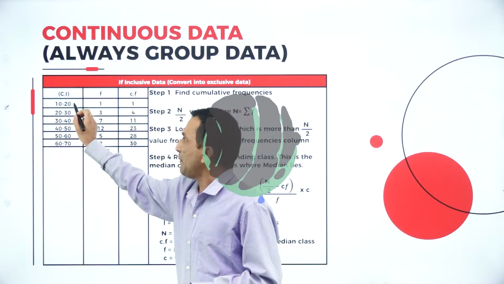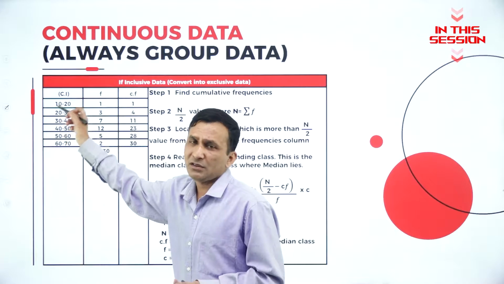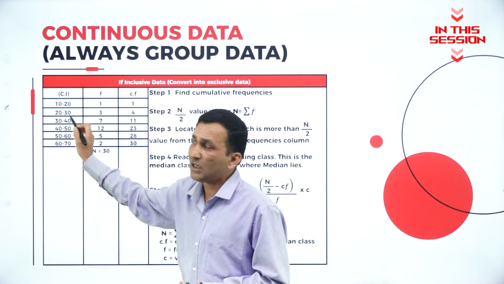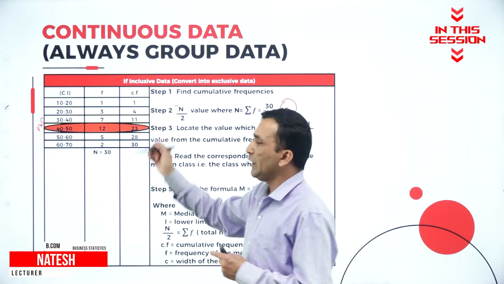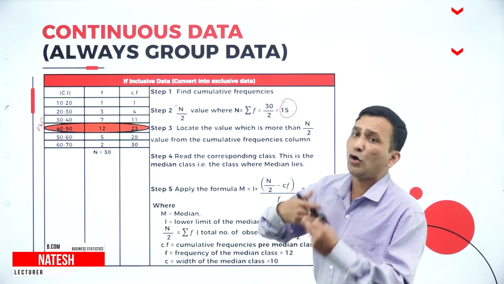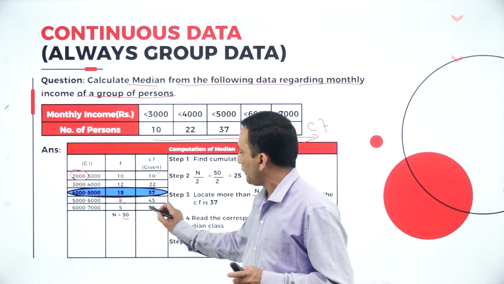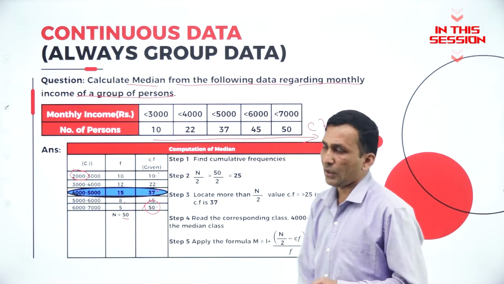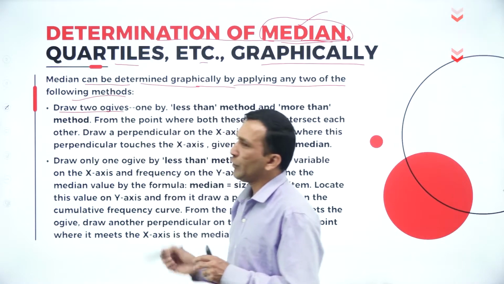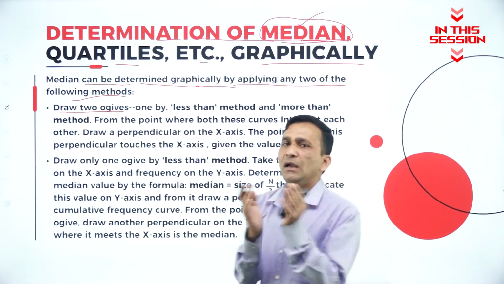When the first class upper limit 20 carries over to the second class as its lower limit, now it is looking like exclusive data. Once you calculate the n by 2 value, immediately we need to locate the value more than 15. If you take the frequency total, it is 50, the highest value of the frequency. Now 50 is equal. The first one, draw two ogives. Ogive means there are two ogives: one is less than ogive and the other is more than ogive.